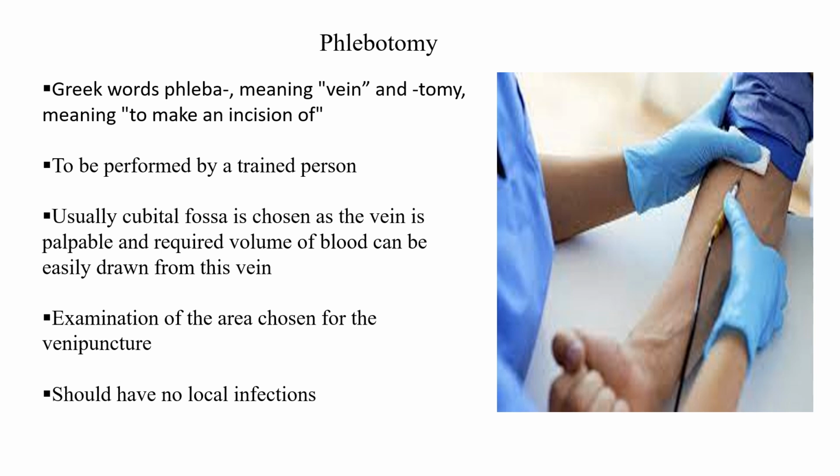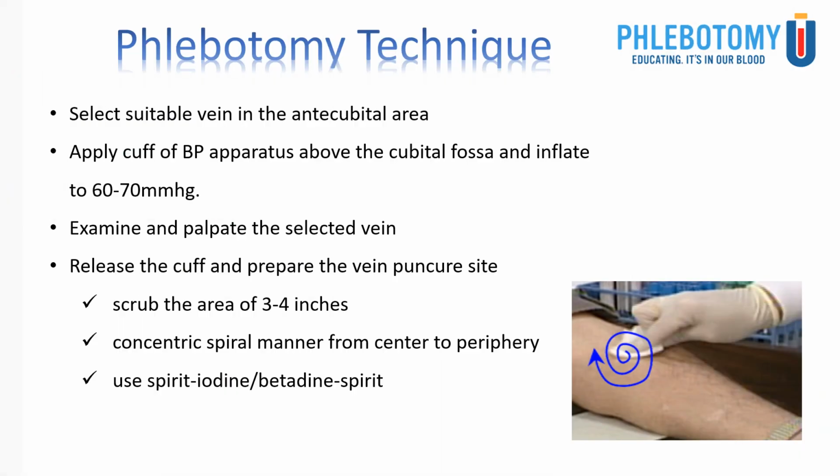So we have to examine the area chosen for the venipuncture and it should not have any local infections. Now we have to select a suitable vein in the antecubital area. Then we apply the cuff of the blood pressure apparatus above the cubital fossa and inflate to 60 to 70 mm of Hg. Then we will examine and palpate the selected vein.